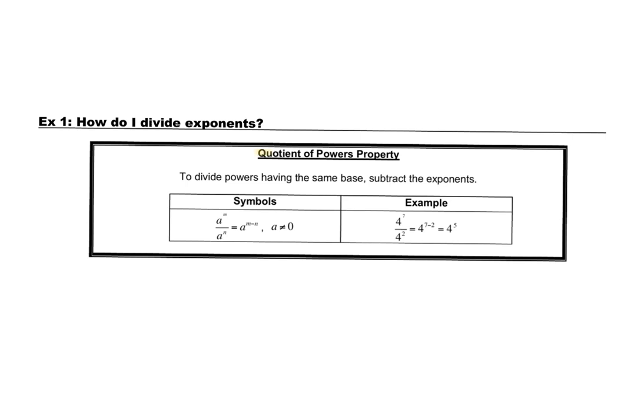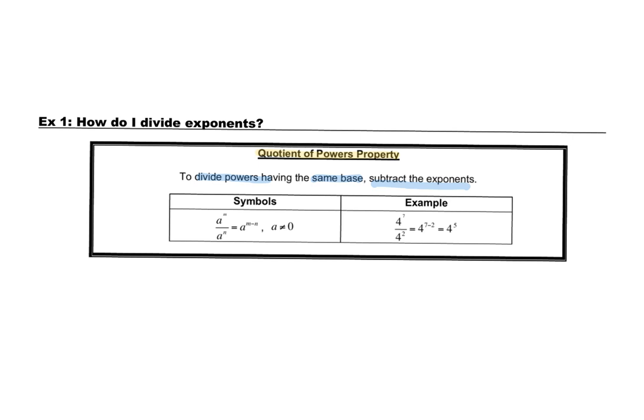Today we're going to be looking at the quotient of the powers property, which states that to divide powers having the same base, and it's important that it has the same base, we are going to then subtract the exponents. So it's the opposite of what we were doing yesterday. Basically, the symbols say that a to the m power divided by a to the n power, you would have a to the m minus n.